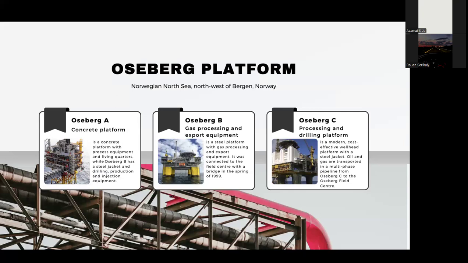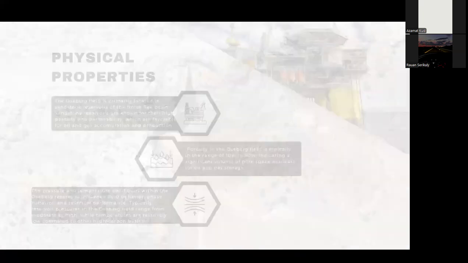And so Oseberg C is the processing and drilling platform, like the main platform, a modern cost-effective wellhead platform with a steel jacket. Oil and gas are transported in a multi-phase pipeline from Oseberg C to the Oseberg Field Center. So next presentation will be by Azamat.